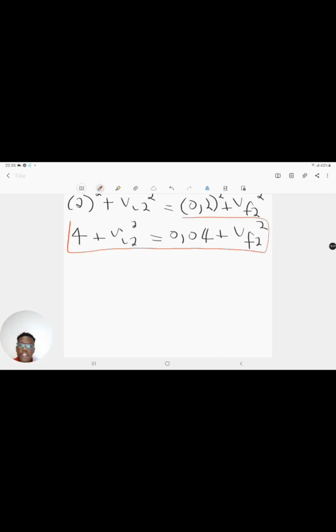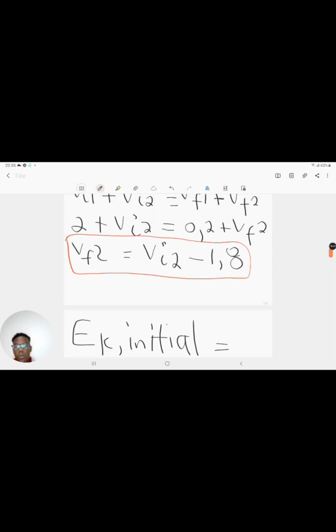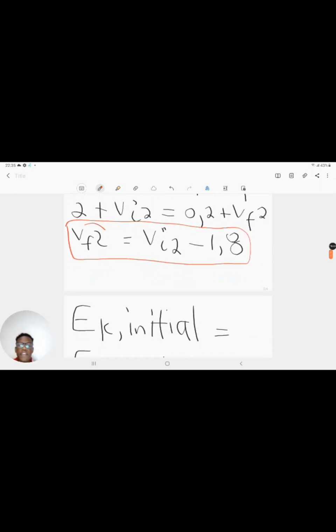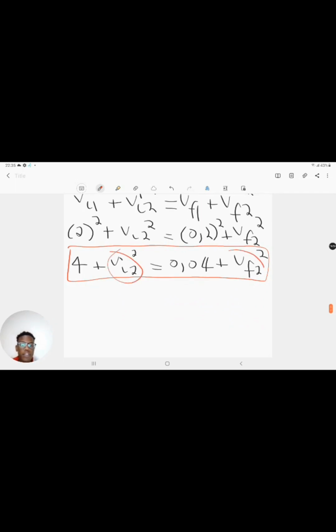My second equation has vf2 and vi2 in it. Remember what my first equation was. My first equation was this one here. It has vf2 and vi2 in it. So we've got two unknowns and two equations. And now we can actually solve for what we are looking for here. So let us go on ahead and do that.